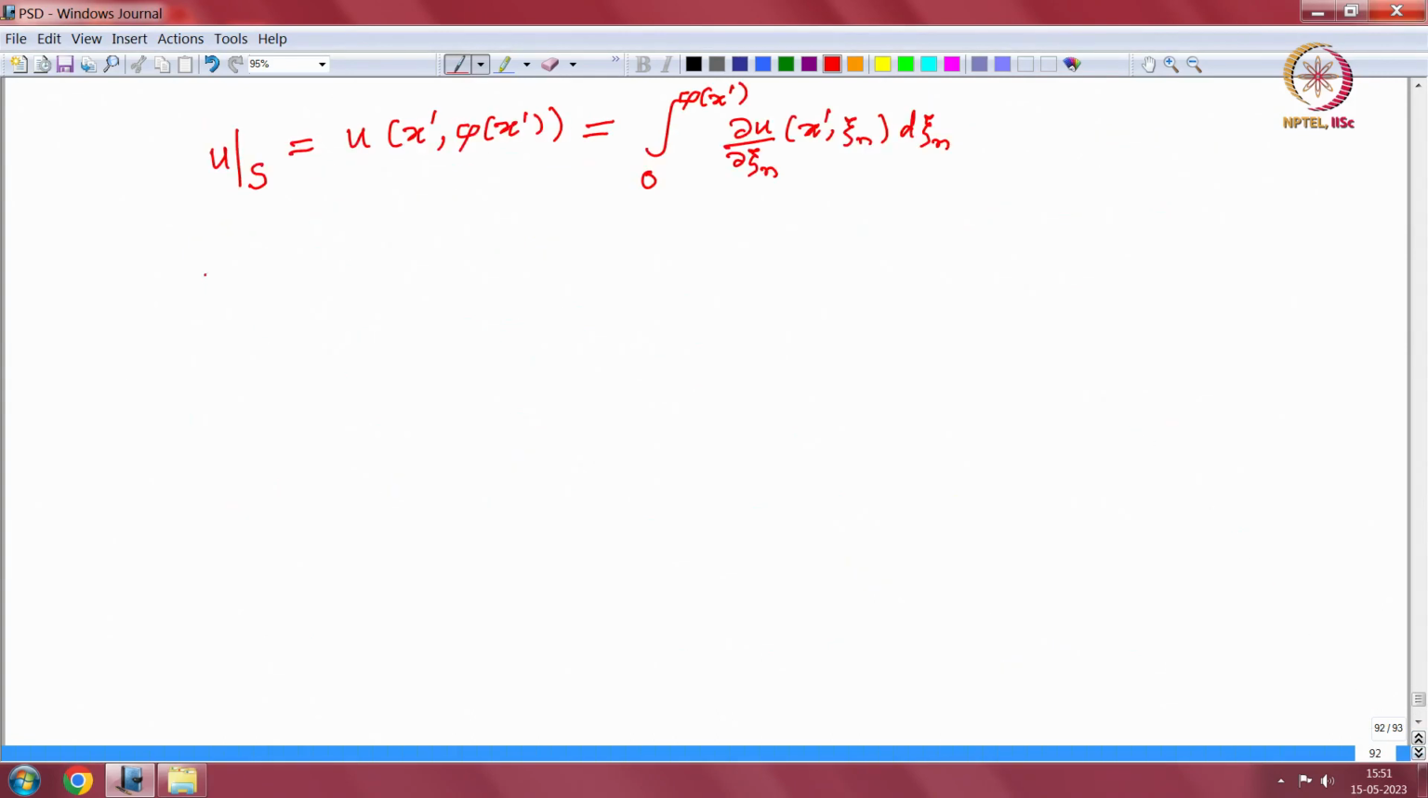Okay. So, that implies u restricted to S squared is less than or equal to, by Cauchy-Schwarz, the integral from 0 to a, because phi is also less than or equal to a, of del u by del x n squared. Maybe I should do that in the next step. It does not matter.